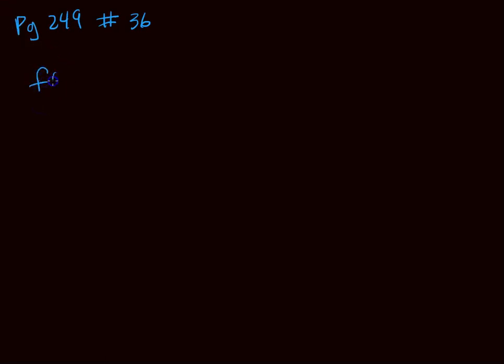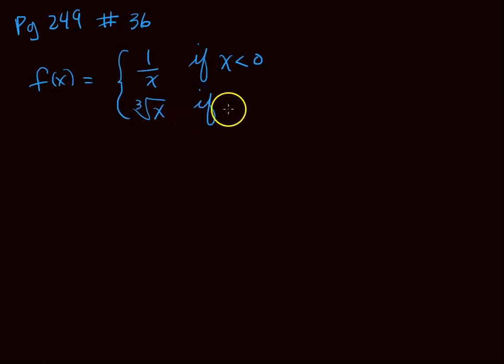This is the function f of x. Now, it's two pieces: 1 over x and the cube root of x. It's 1 over x if x is less than 0. Couldn't have it equal to because x couldn't be 0 here. So this is the cube root of x if x is greater than or equal to 0.